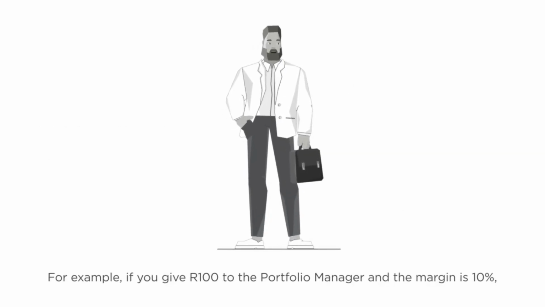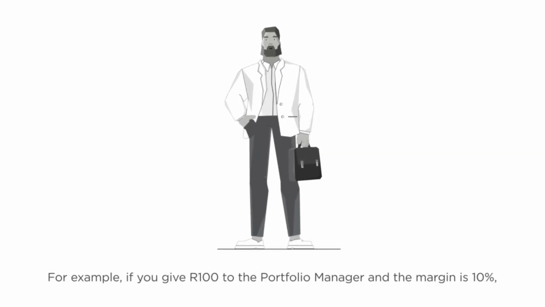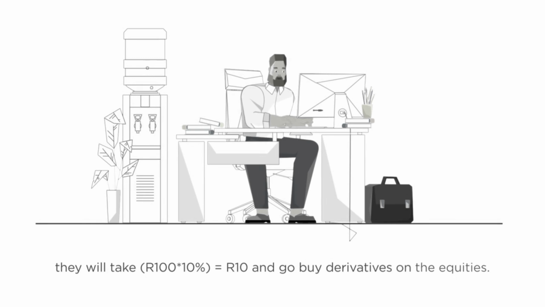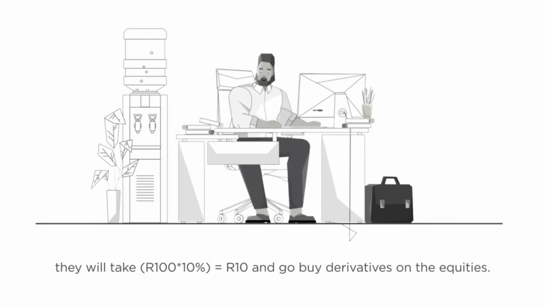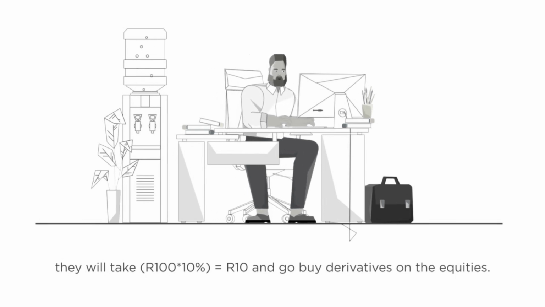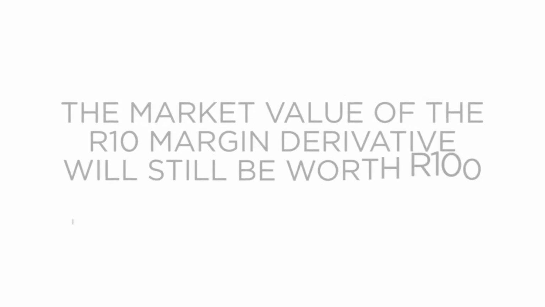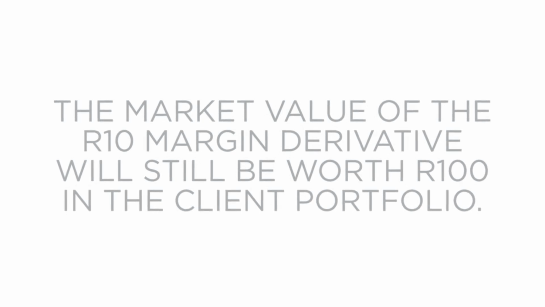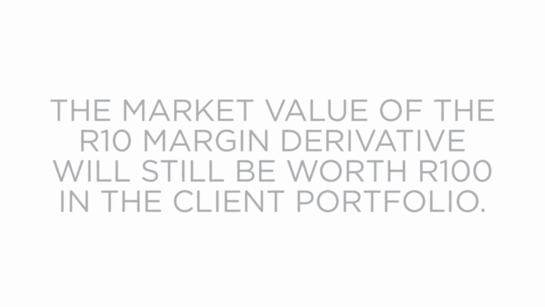For example, if you give 100 Rand to the portfolio manager and the margin is 10%, they will take 100 Rand multiplied by the 10%, which is 10 Rand, and go buy derivatives on the equities. The market value of that 10 Rand margin derivative will still be worth 100 Rands in the client portfolio.